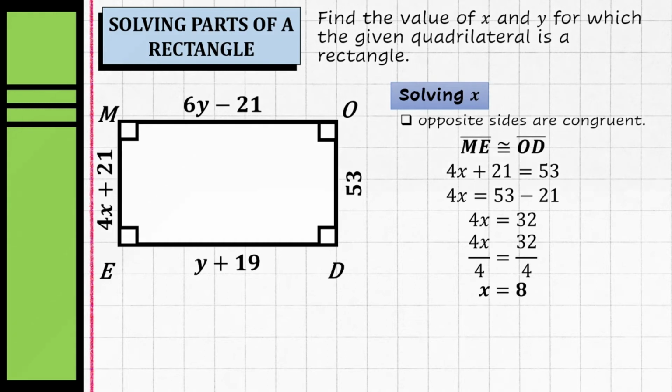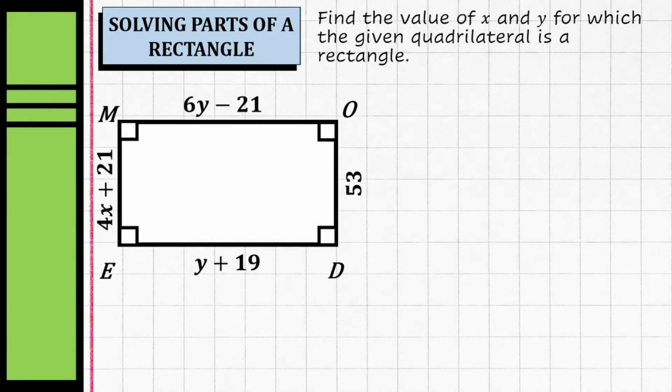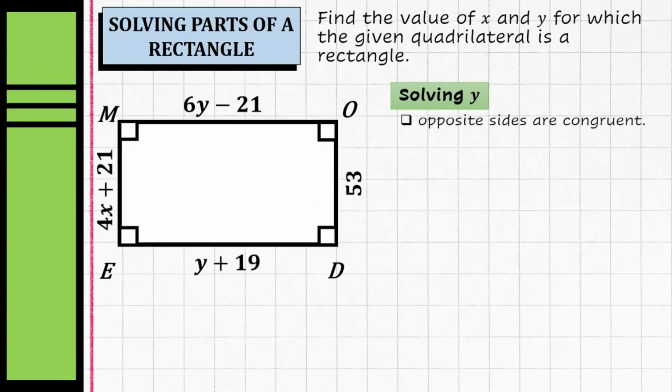Alright, now let's solve for the value of y. Solving for the value of y, we will still use the property that opposite sides are congruent. So we can say that side MO is congruent to side ED. Knowing that they are congruent to each other, their measurements will also be equal. So, we can equate by substituting the values. We have 6y minus 21 is equal to y plus 19.